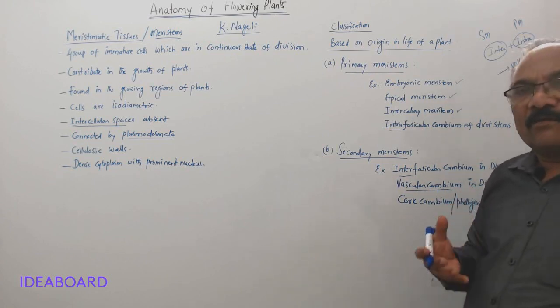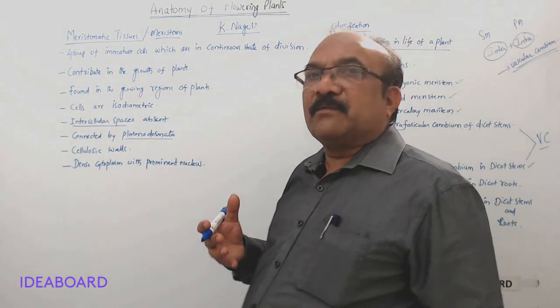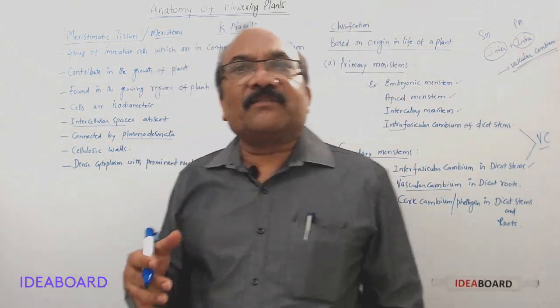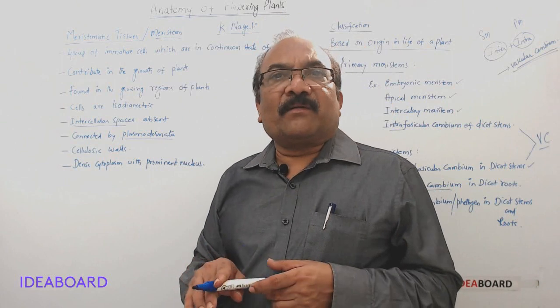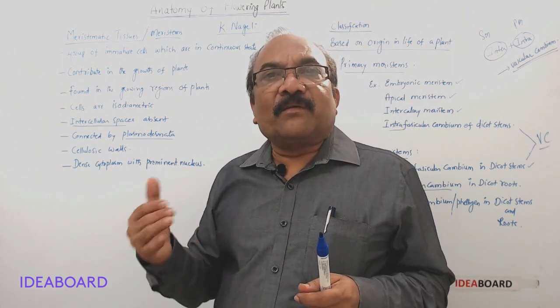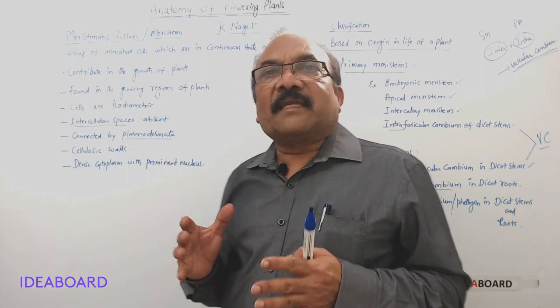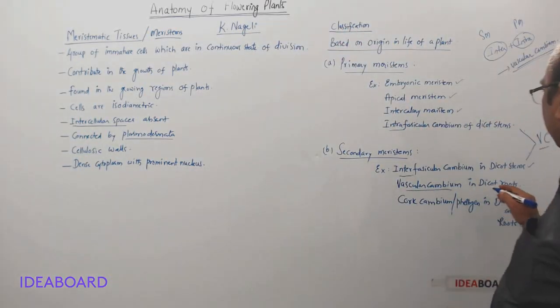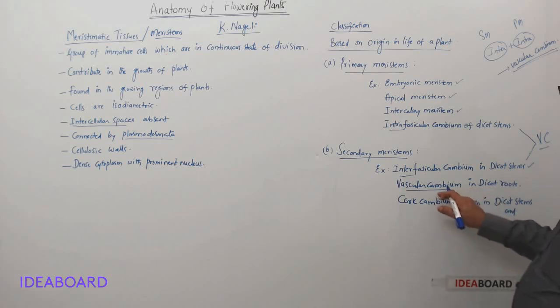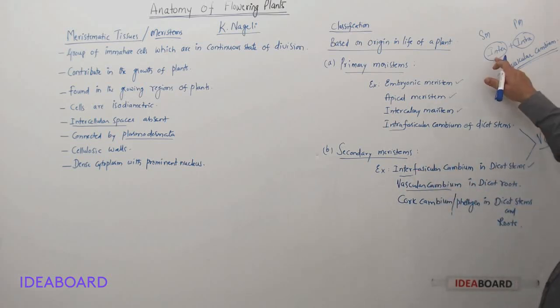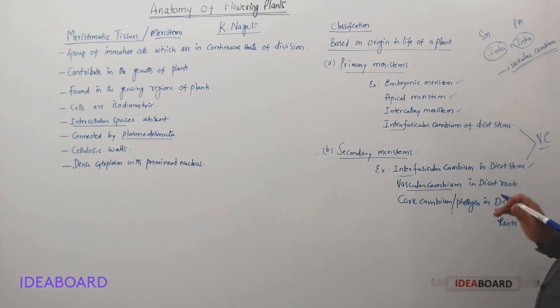In dicot plants, even the roots will exhibit secondary growth, and at the time of secondary growth, vascular cambium is formed. But this vascular cambium is formed only because of dedifferentiation. That's why it is completely secondary. So the vascular cambium in the dicot roots is completely secondary. But vascular cambium in dicot stems is partly primary and partly secondary.